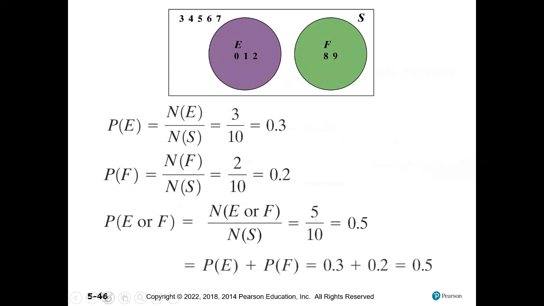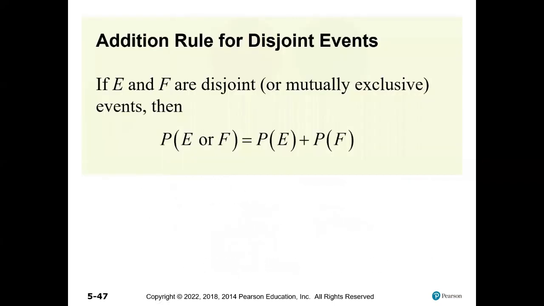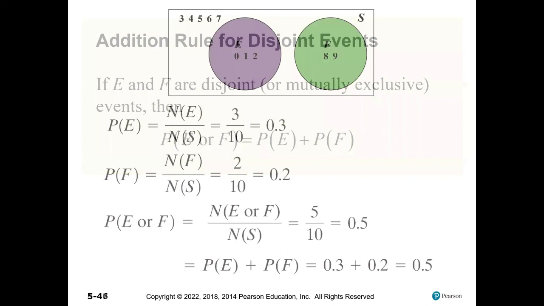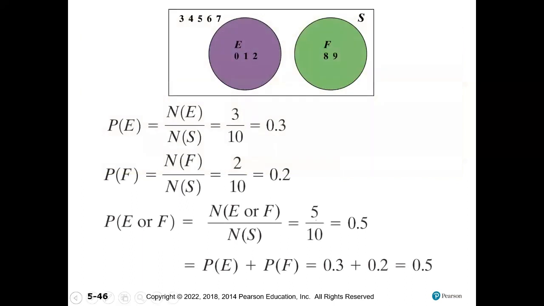The next slide explains it a little bit more here. Disjoint events: if E and F are disjoint or mutually exclusive, then the probability of E or F occurring is the probability of E added to the probability of F. So take a look here. Probability of E was 0.3, probability of F was 0.2, and the probability of E or F is their sum, 5 out of 10.